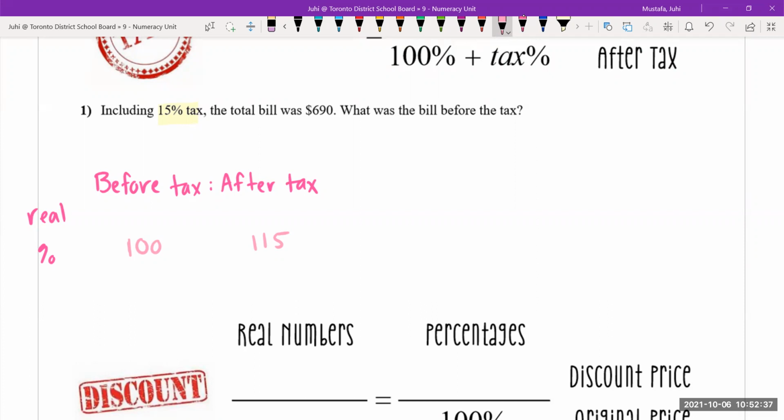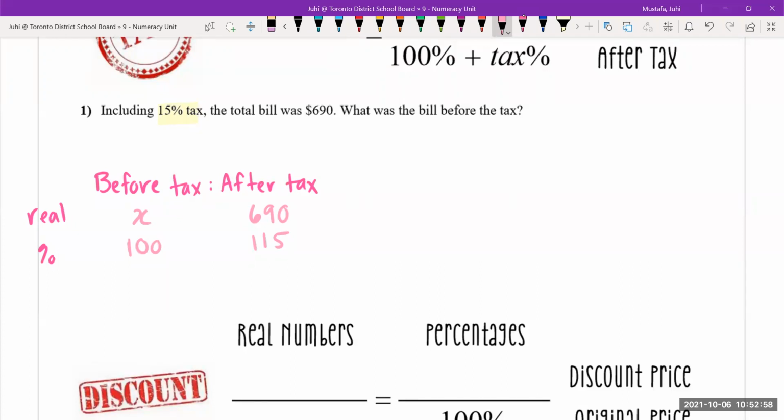Now it says the total bill was $690 after tax. So am I going to put that in the first space or the second space? Good. So I'm going to put 690 right over here. Yep, dollars. And what was the bill before the tax? So we're basically trying to figure out what this is.